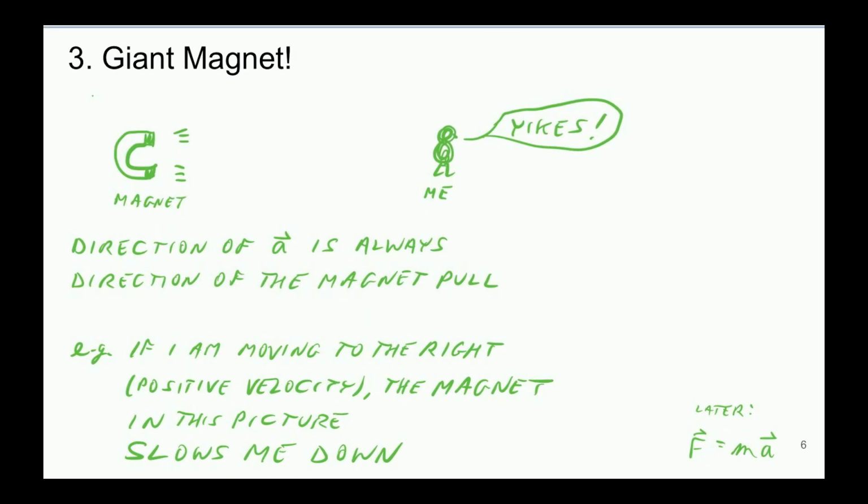Here's another one. I like this. This is how I always think of it on the spot. If I have to come up quickly with an answer for which way the acceleration is, I imagine a giant magnet pulling on me. So it's putting a force on me. It's pulling me as if I'm a hunk of metal. And I just have to remember that the direction of the acceleration vector is going to be the same as the direction of the magnet pull. So for example, if I was moving to the right, that magnet would be slowing me down. And if I was moving to the left, that magnet would tend to speed me up. I find that easy to remember.